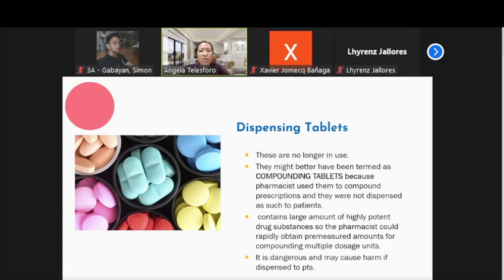Then you have dispensing tablets. So ito, they are also no longer in use. They are termed as compounding tablets because yung pharmacist mismo ang mag-compound sa kanya, used to compound prescriptions, and they were not dispensed as such to patients. So they contain large amounts of highly potent drug substances. So the pharmacist could rapidly obtain pre-measured amounts for compounding multiple doses. It is also dangerous and may cause harm if dispensed to patients. So dispensing kasi nga yung pharmacist. So sometimes failure on the part of the pharmacist kasi nga baka masobrahan yung active ingredient at saka yung compression.